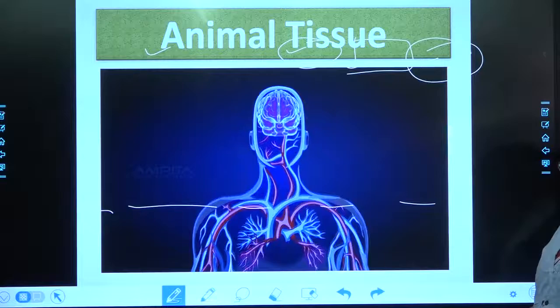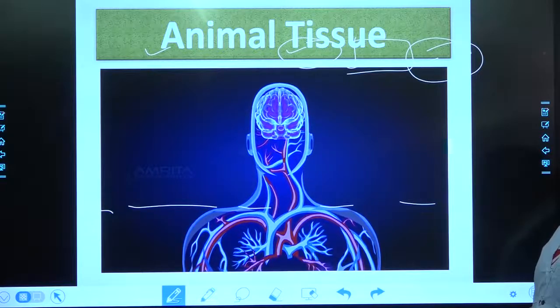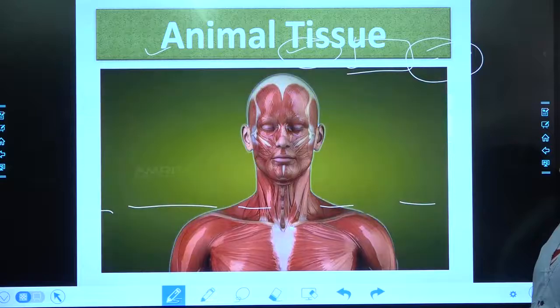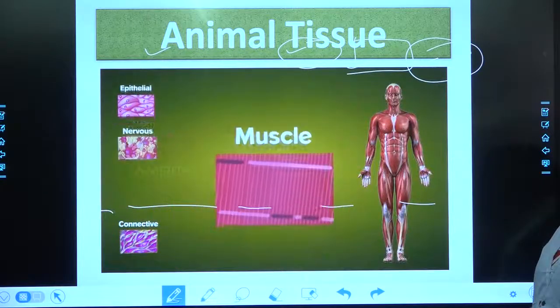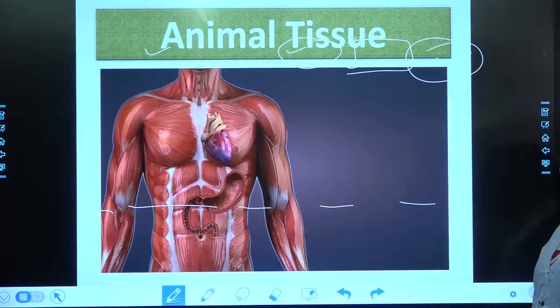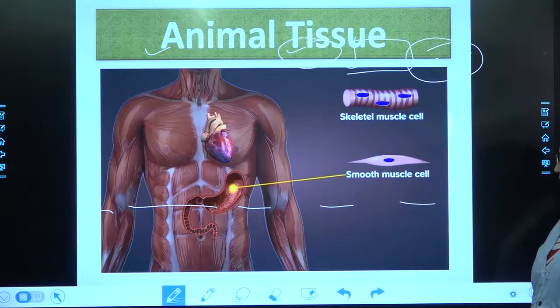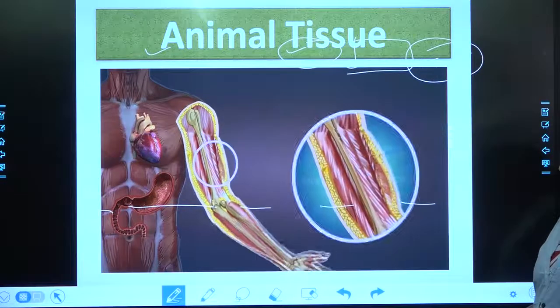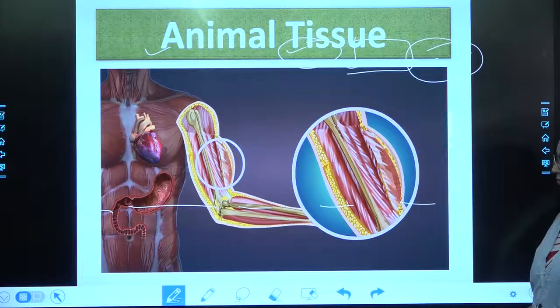The brain, spinal cord and nerves are all composed of nervous tissue. The third tissue type is the muscle tissues that are responsible for the movement in our body. The three types of muscle tissues are skeletal, smooth and cardiac. The skeletal muscle helps in locomotion and other voluntary body movements.